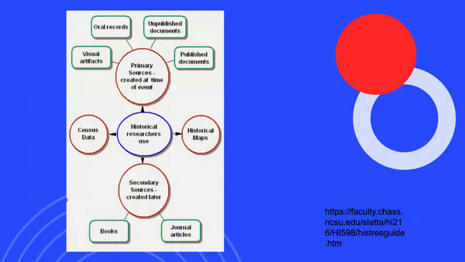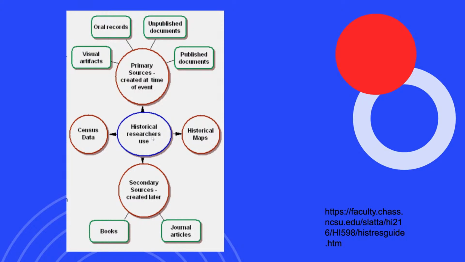Some detail about historical research. We're going to focus on certain aspects, but not all here. So we're going to focus on primary sources created at the time of the event. The majority of primary sources are created at the time of the person being talked about, of the event, of the idea, etc. Things that make up primary sources are visual artifacts, oral records, unpublished documents, and published documents.